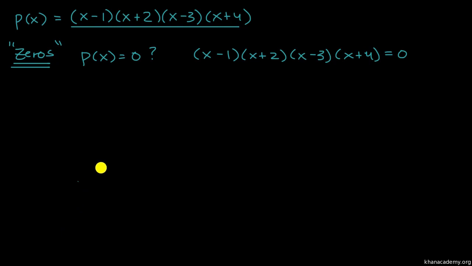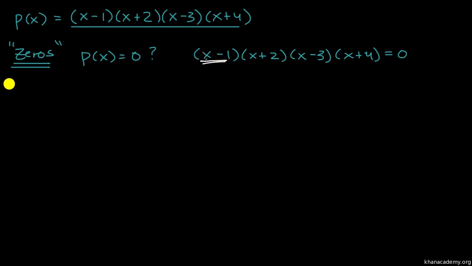Well, the key realization here is if you have the product of a bunch of expressions, if any one of them is equal to 0, it doesn't matter what the others are because 0 times anything else is going to be equal to 0. So the fancy term for that is the zero product property. But all it says is, hey, if you can find an x value that makes any one of these expressions equal to 0, well, that's going to make the entire expression equal to 0.